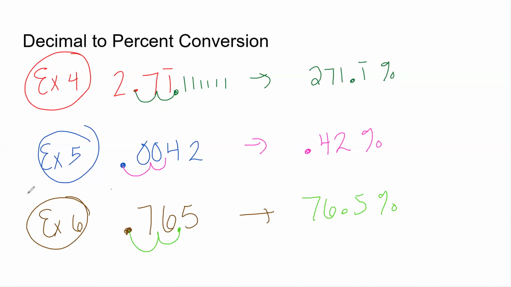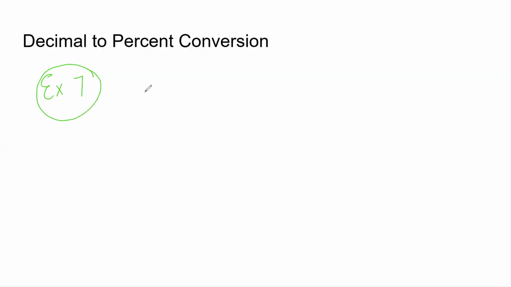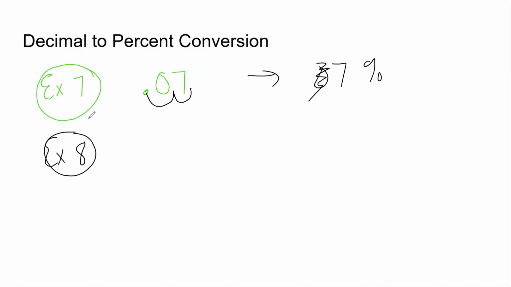All right. Got one more set here. 0.07. Pencil on the decimal once, twice. Now here's what a lot of people do. They go 0.07%. You don't need the 0, just 7%. Okay. 3.5. Pencil on the decimal once, twice. That's 350%. And again, percents can go over 100. That doesn't happen a ton, but it is possible.